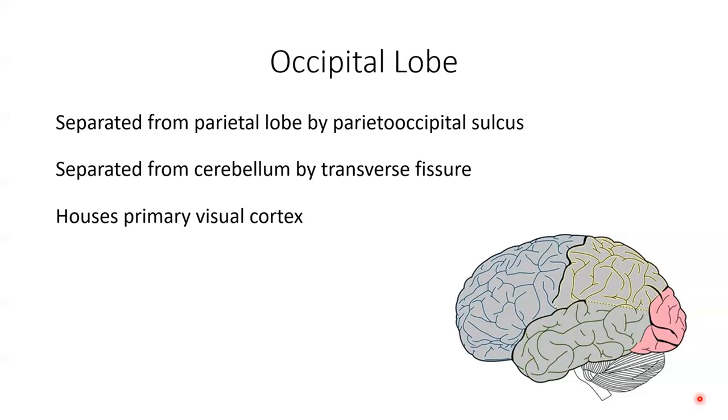Now, importantly, the occipital lobe houses the primary visual cortex, which receives all of the visual information from our eyes. The occipital lobe also contains a number of association areas, which we will speak more about shortly, that are specialised for different visual tasks, such as visual spatial processing, colour differentiation, and also motion perception.